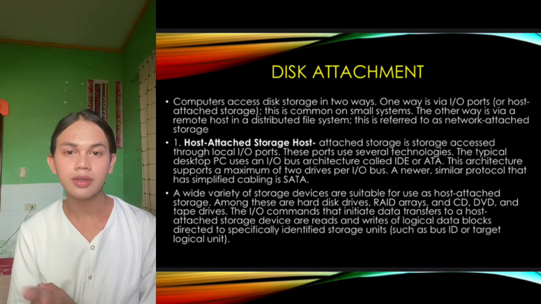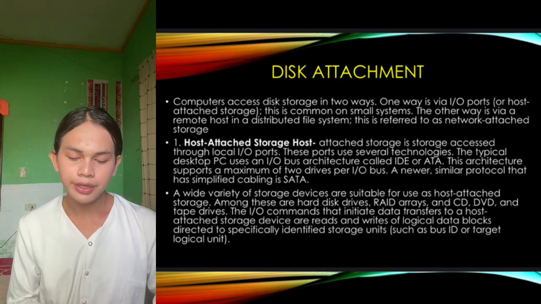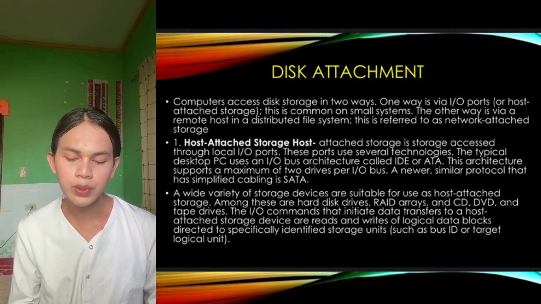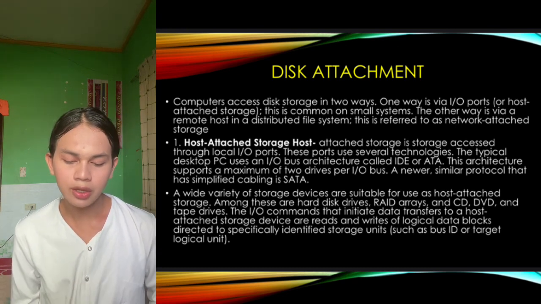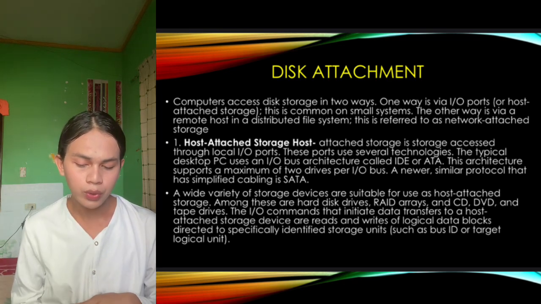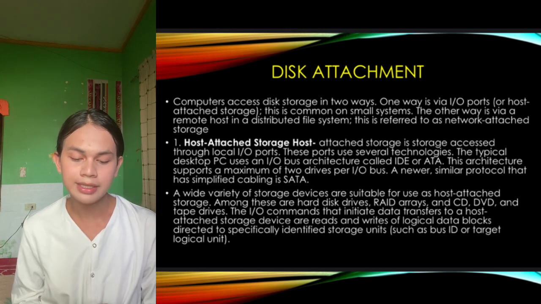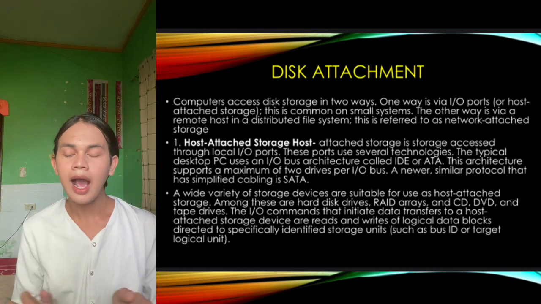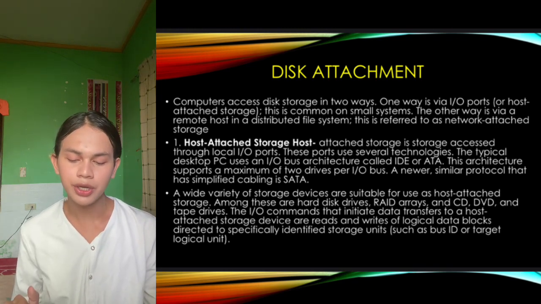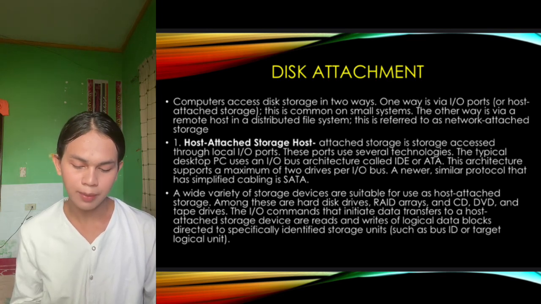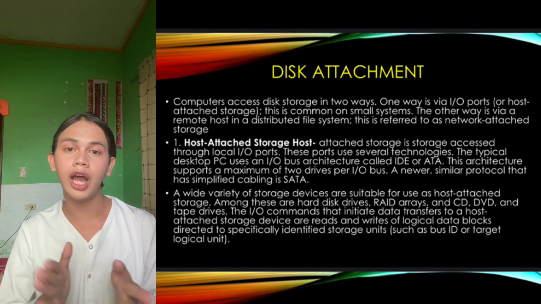So, next is disk attachment. Computers access disk storage in two ways. One way is via input or output ports, or host-attached storage. This is common in small systems. The other way is via a remote host in a distributed file system. This is referred to as network-attached storage. So when we say host-attached storage, it is storage accessed through local input or output ports.